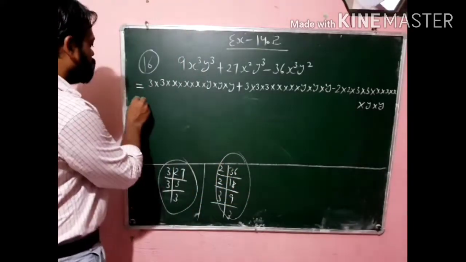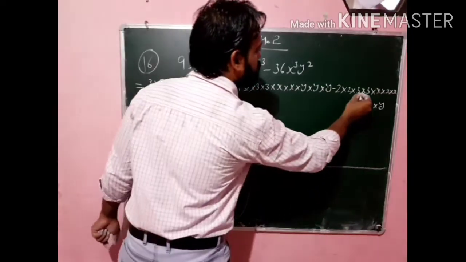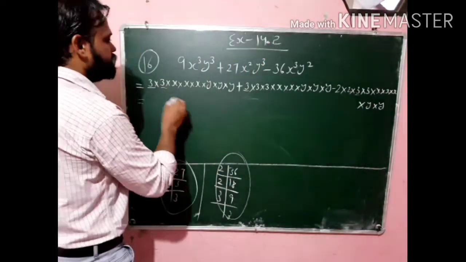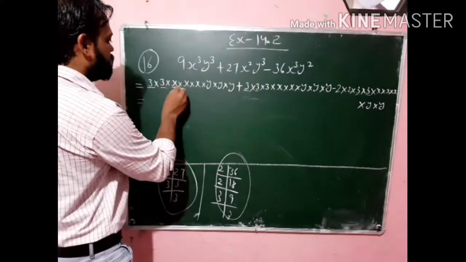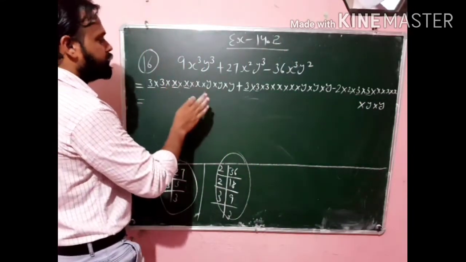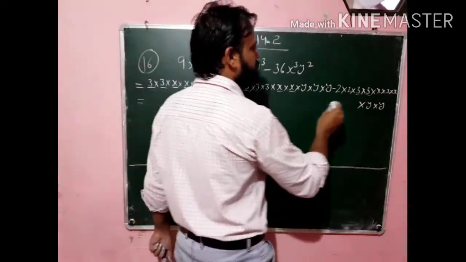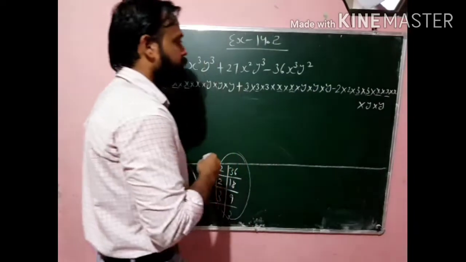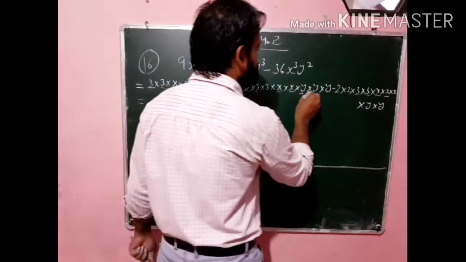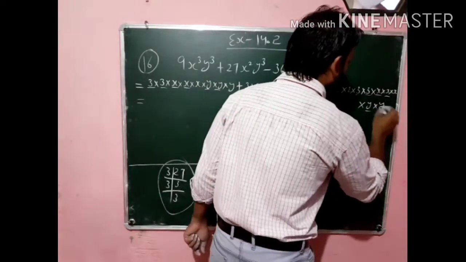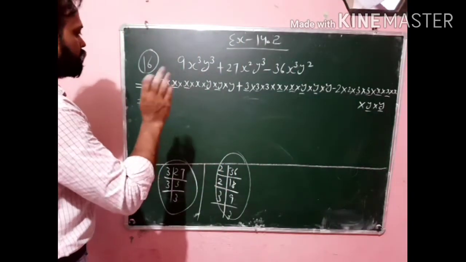Now mark the common terms. Here you can see 3, and in this case 3, and here is 3, here is 3, and here also 3 is common. Then x and x here, and x and x here, and here x and x is common. And also you can see y and y, and also in this case y and y, and also in this case y and y are common. In this way we find the common factor.